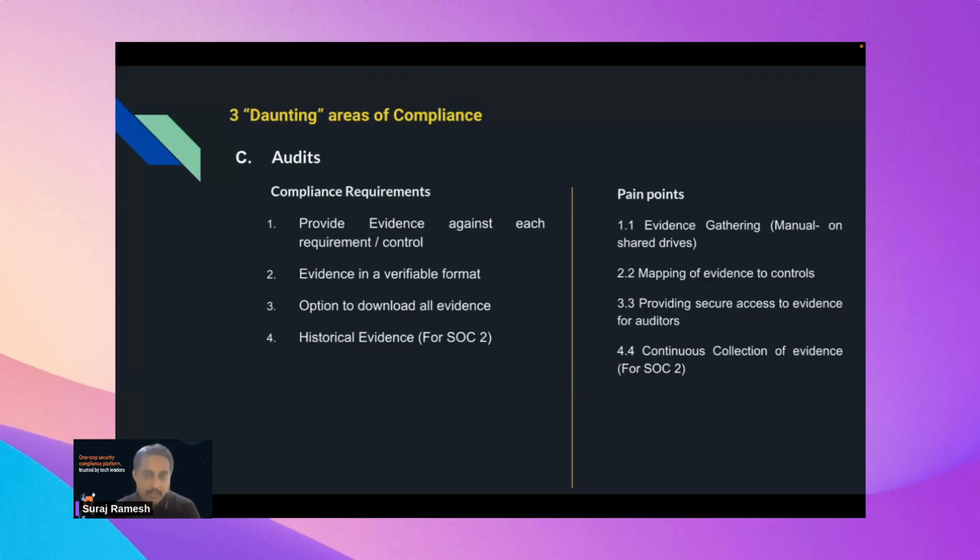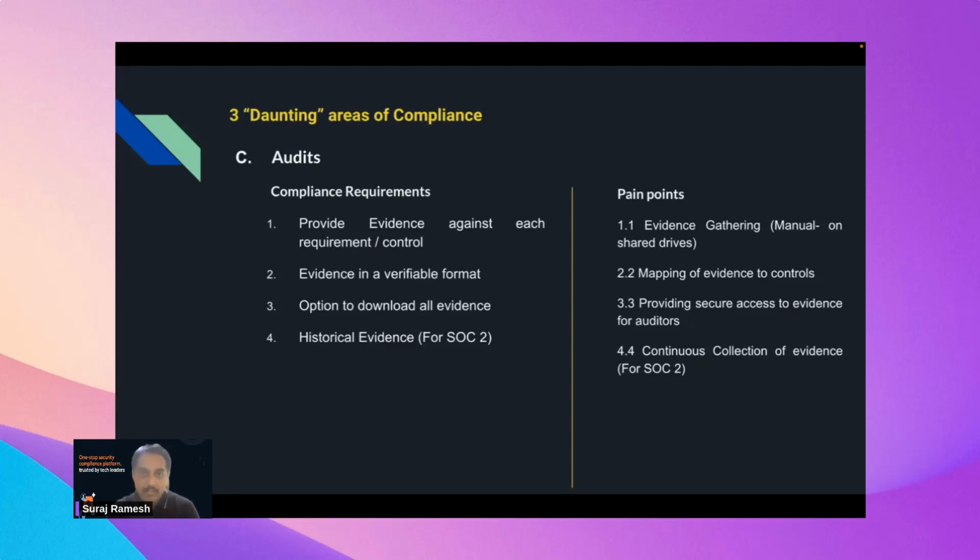And so what are the requirements here? Straightforward. You need to provide evidence to the auditors against each requirement or each control. This evidence should be in a verifiable format. The auditors should have the ability to download all of this evidence. And if you're doing a framework like SOC 2, you need to have historical evidence readily available for the auditors. Now, what are the pain points here?